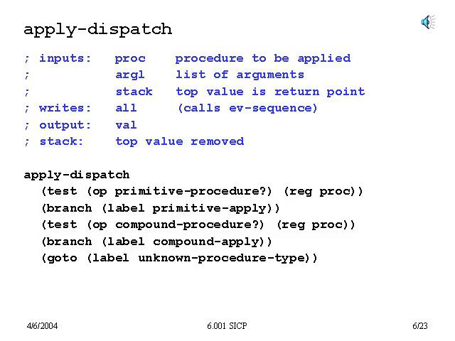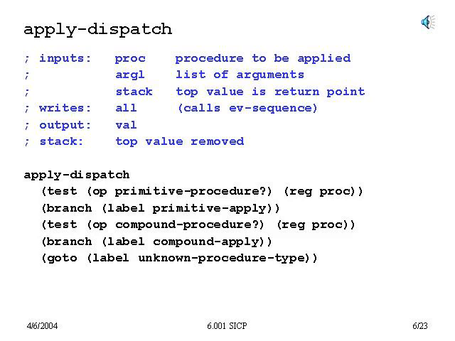Apply dispatch. This is the thing that's going to do the actual work of making the procedure be applied to a set of arguments. And like eval and eval sequence, it also has a contract. Its contract says, I expect the proc register to hold the actual procedure, a pointer to the structure that actually corresponds to that procedure. I expect argl to be a list of the actual argument values, and I expect the stack to have a particular state. I want the top value on the stack to be the return point. That's going to be similar to what we saw with eval sequence.